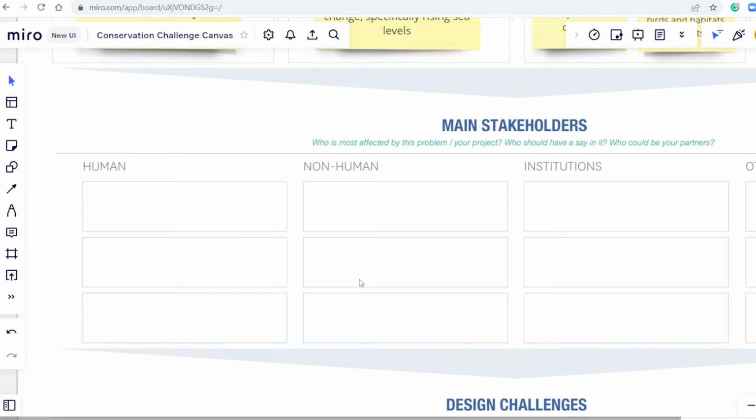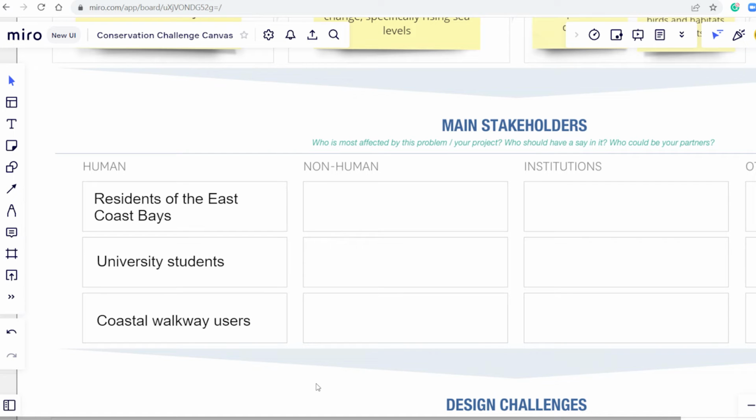Let's start with humans. Who are the main people that are affected by this problem? Try to consider also groups of people, or what we call archetypes. These could be citizens of a specific area, students, pedestrians, etc. The non-human box is where you can write down specific species, ecosystems, places, ecological events, and even, in some countries, places are considered beings. So that could be a mountain or a river. You could also consider spiritual beings or deities. Anything that you would categorize as non-human.